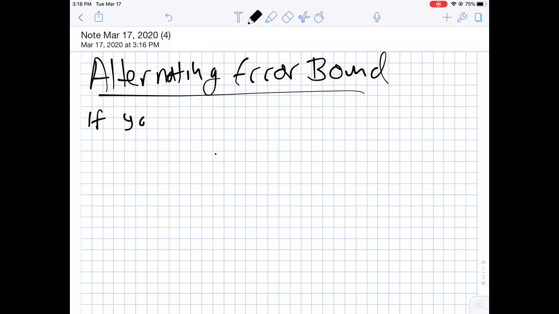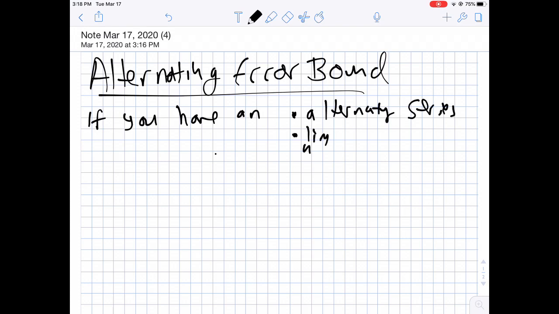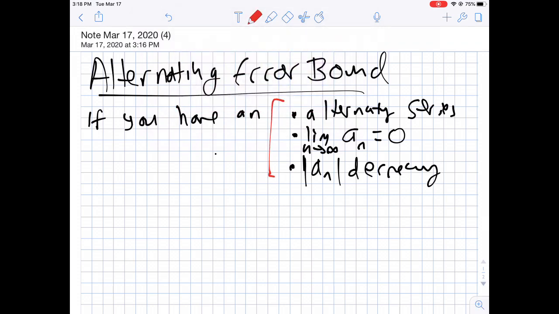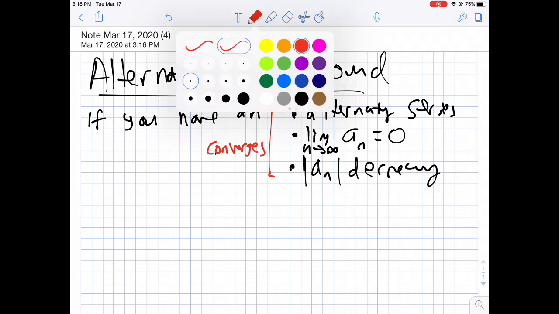If you have an alternating series, so we're going to put 3 bullet points here. If you have an alternating series, and the limit as n goes to infinity of the terms is equal to 0, and the absolute value of the terms is decreasing. By the way, these should look familiar because these are the same 3 conditions that we learned about. This just means the series converges. So if you have an alternating series that converges.